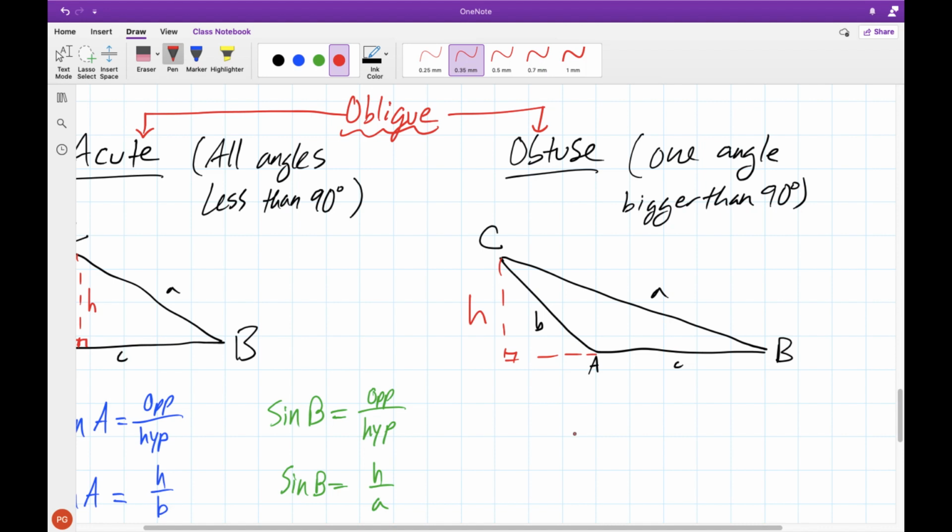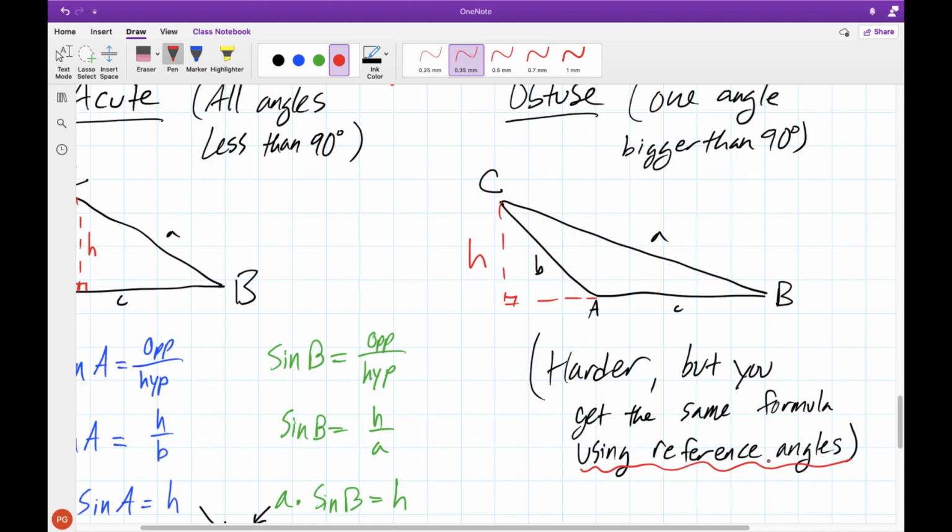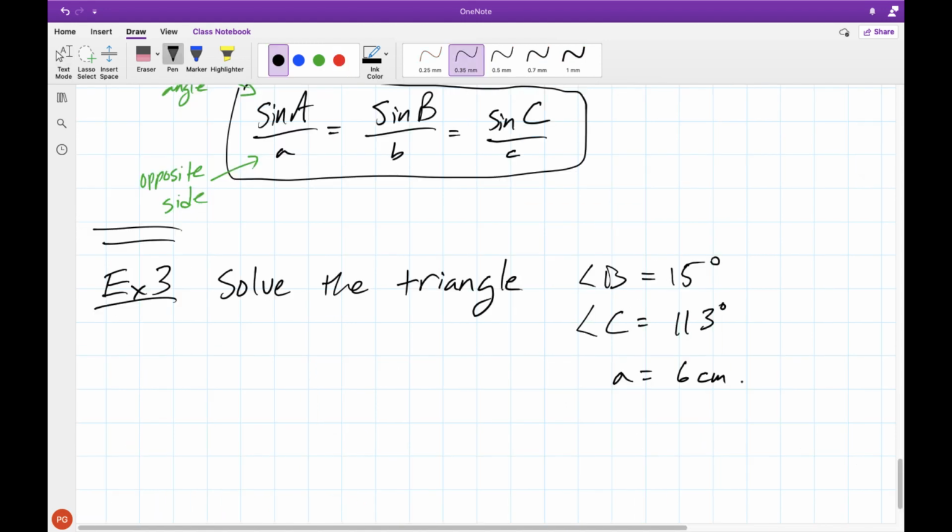It's a bit harder though, because in this case you actually need to use the idea of reference angles. I'm not going to go through it, but if you're interested, I would highly encourage you to try and see if you can solve it on your own, or look up derivations online. Let's try and solve this example here using sine law.